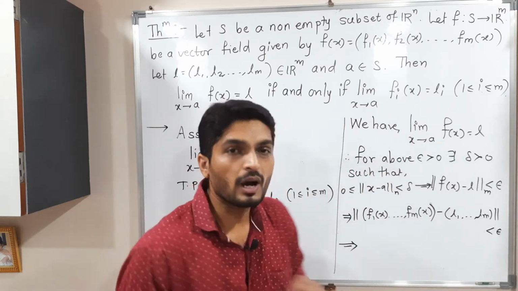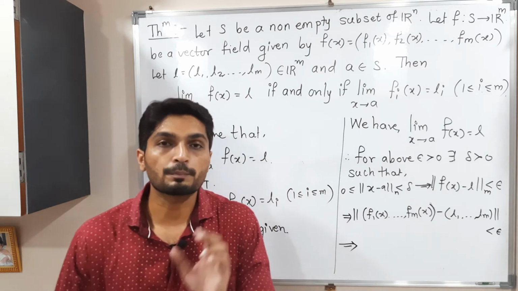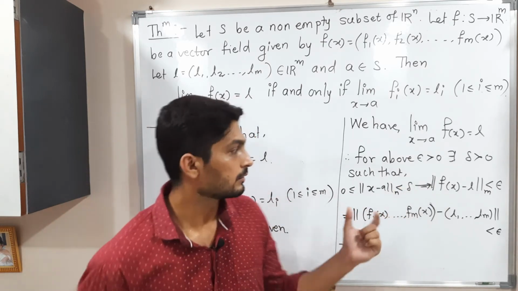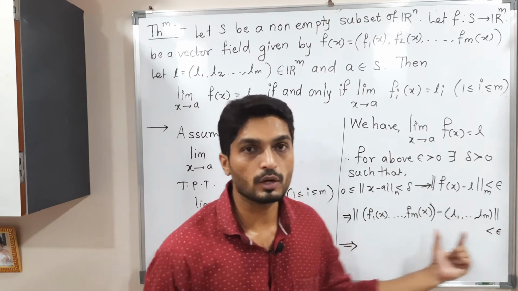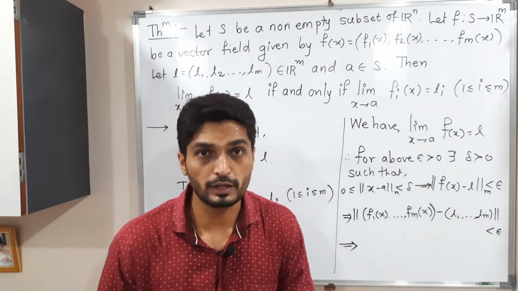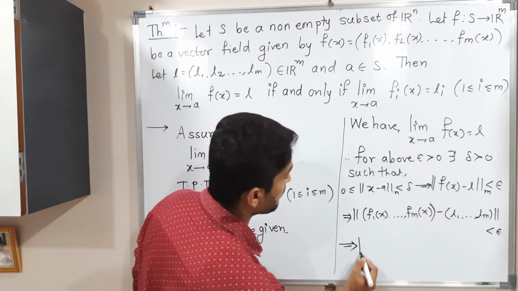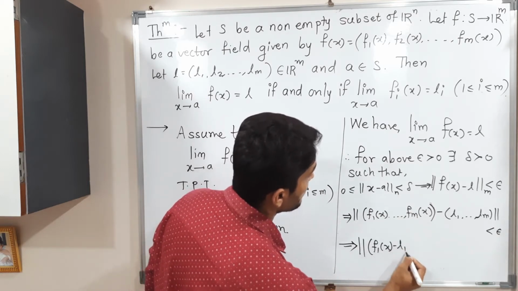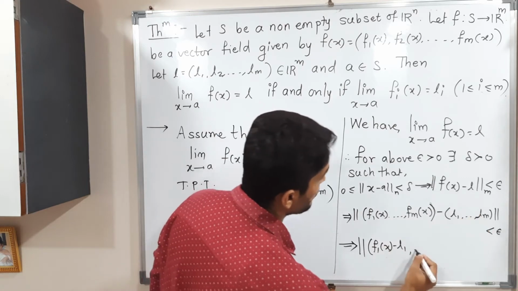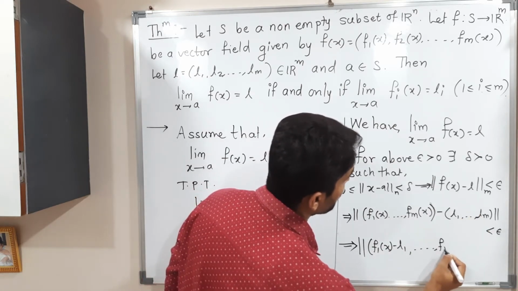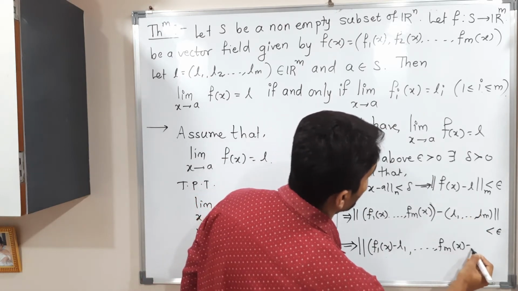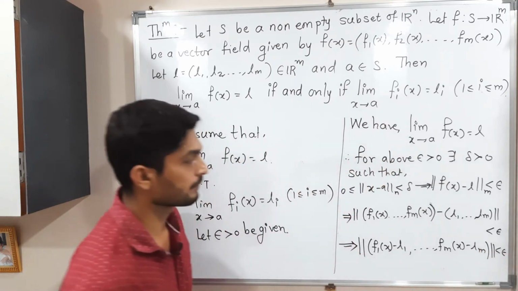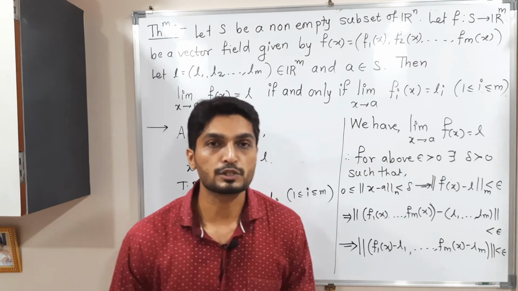This implies, do you know how to subtract one element of Rm from another element of Rm? Component wise subtraction we have to do. So let us subtract component wise. That means f1 of x minus L1, f2 of x minus L2, and so on, finally fm of x minus Lm, whose norm is less than epsilon. So component wise subtraction I have done.